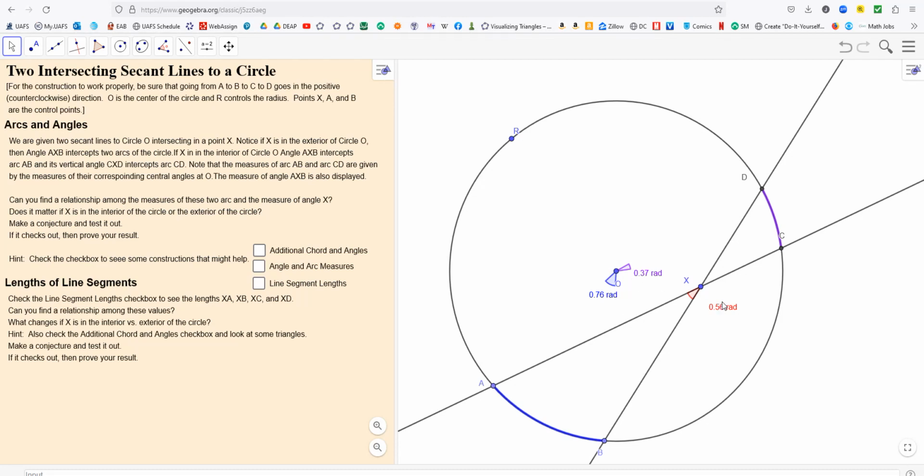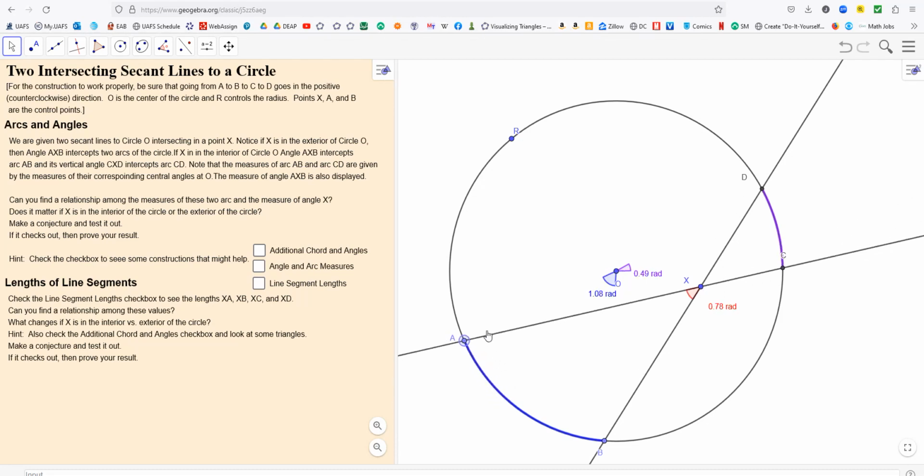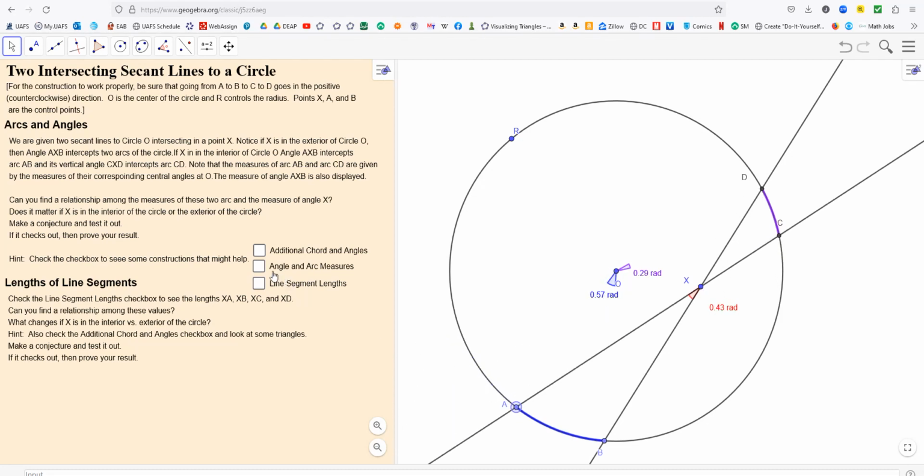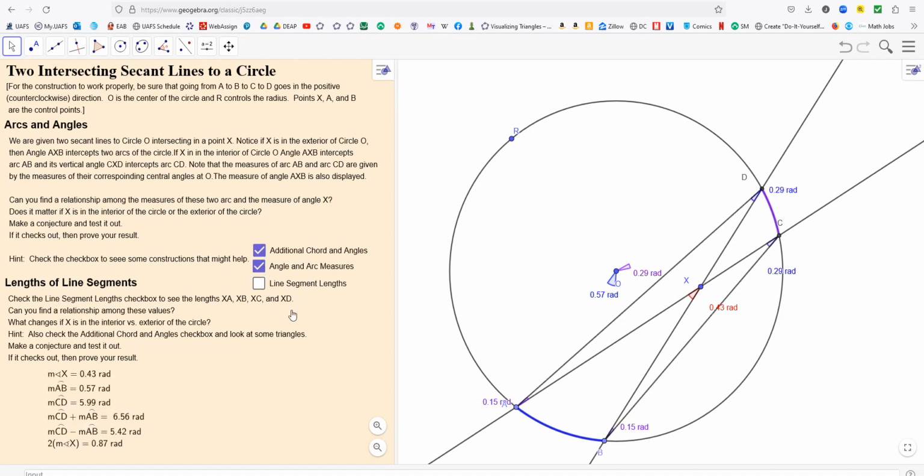Okay, and if you notice, in this case it's somewhere between them. Does it stay in between? Yeah, so we can maybe look at those measures down here. Angle X is 0.43 radians. Arc AB, which is a central angle, measures 0.57 radians. Arc CD is here, it's this 0.29 radians.